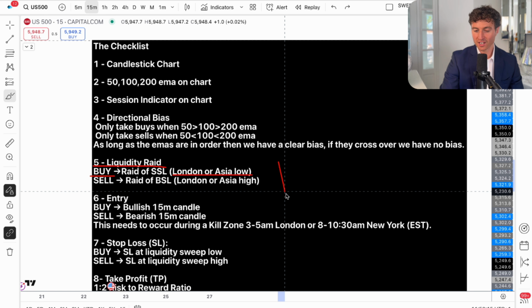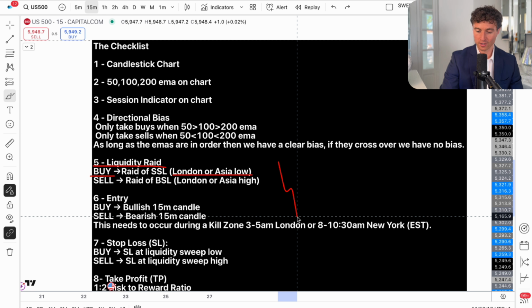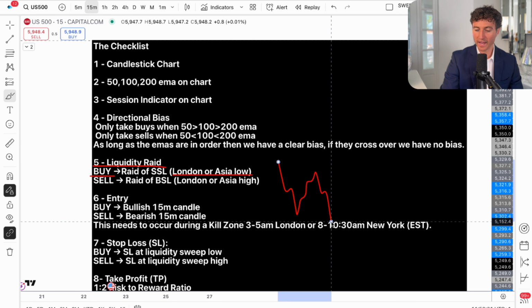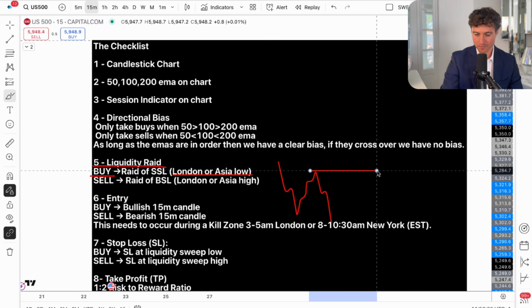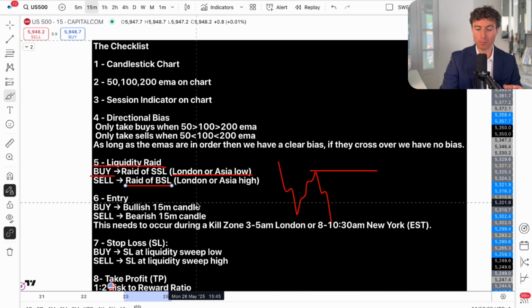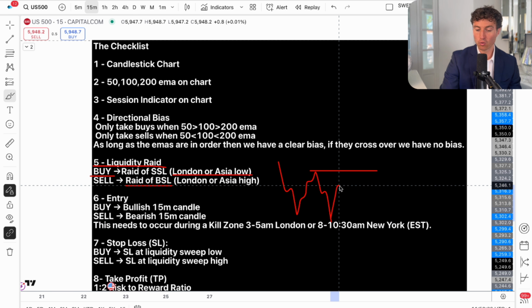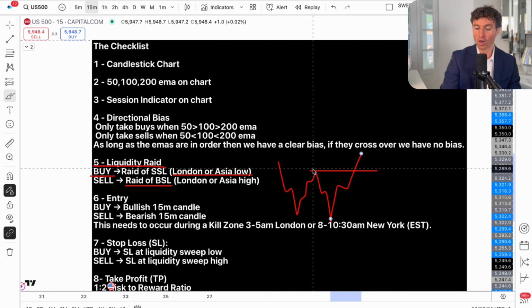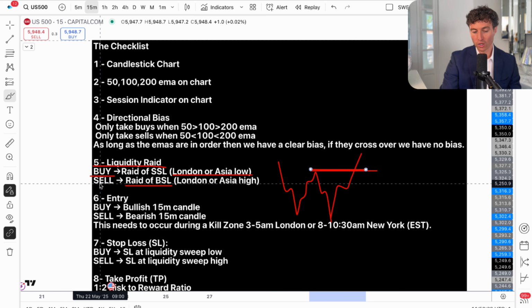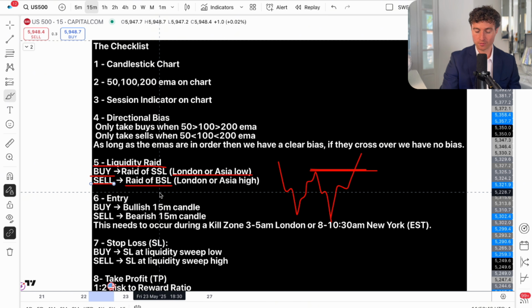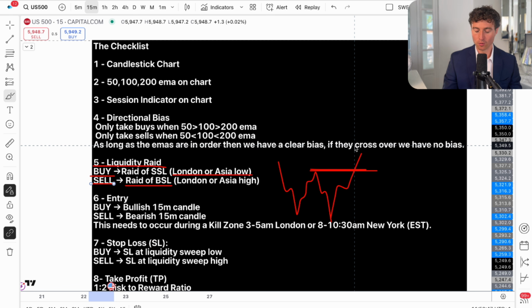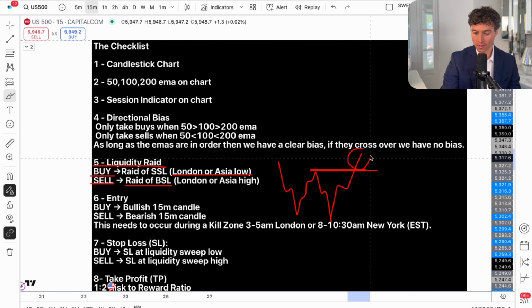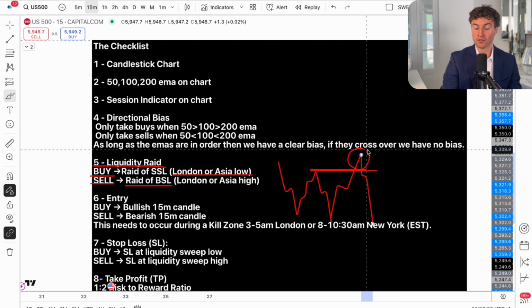Vice versa, let's say that we are sell bias on this market. And let's say that this is the Asia or London session high. Then we are looking for a raid of buy side liquidity. So we're looking for price to simply come above the London session high before looking for a sell on this market. So just keep it very, very simple. Price needs to come higher before it can go lower. And this is what we call a liquidity raid.